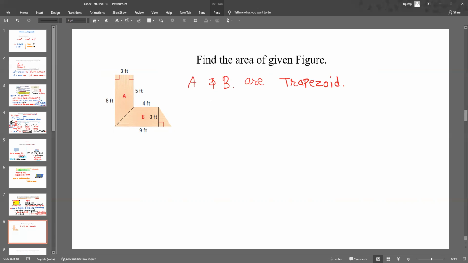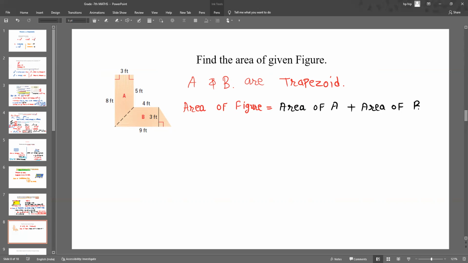So we can find the separate area of A and B, and then we have to add, so we get the area of the figure. So how can we find it? Here I can write area of given figure is equal to how much? That is, we can write area of A plus area of B. Understand?